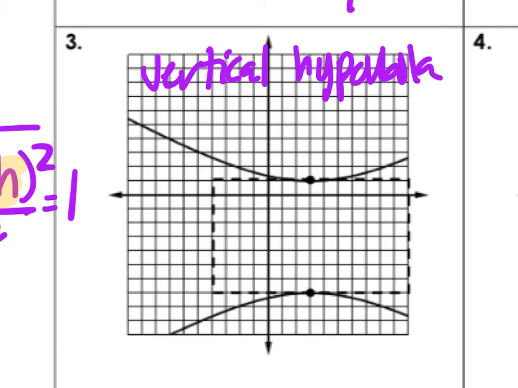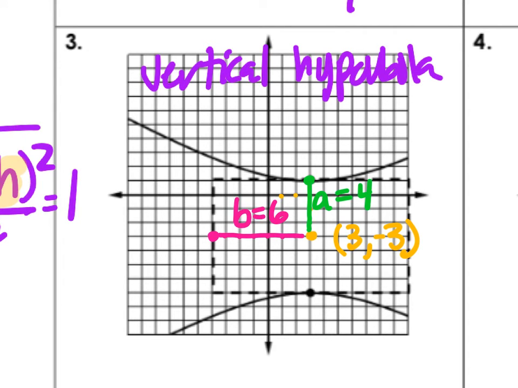Now the center is between these two vertex points, and it's going to be 1, 2, 3, and then 1, 2, 3. So (3, -3). The distance from the center to the vertex is 1, 2, 3, 4. So a equals 4. And then the distance from the center to the co-vertex is 1, 2, 3, 4, 5, 6. So b equals 6.